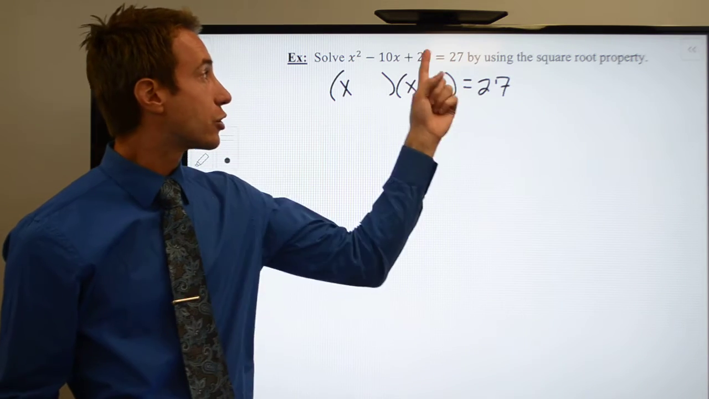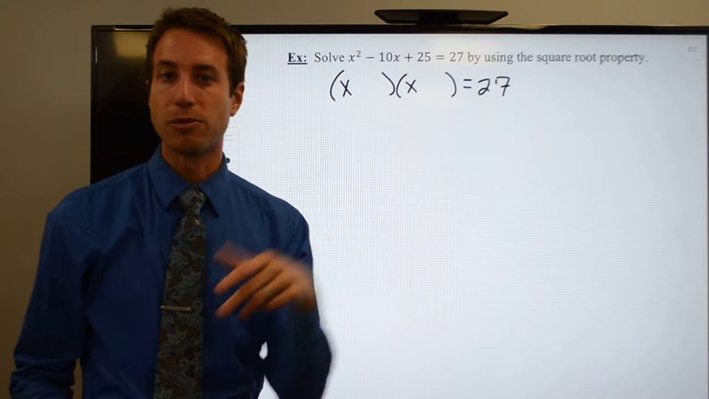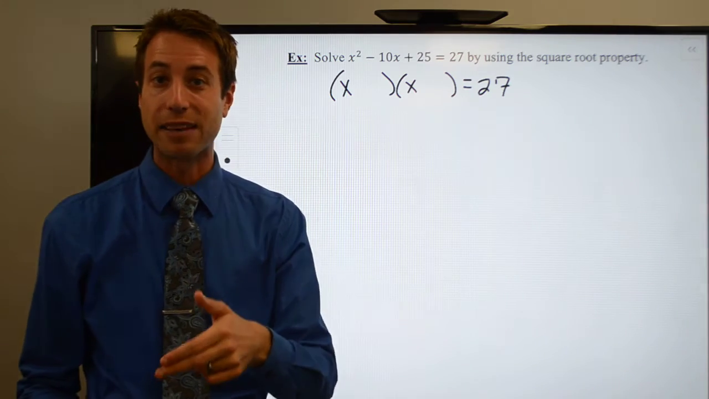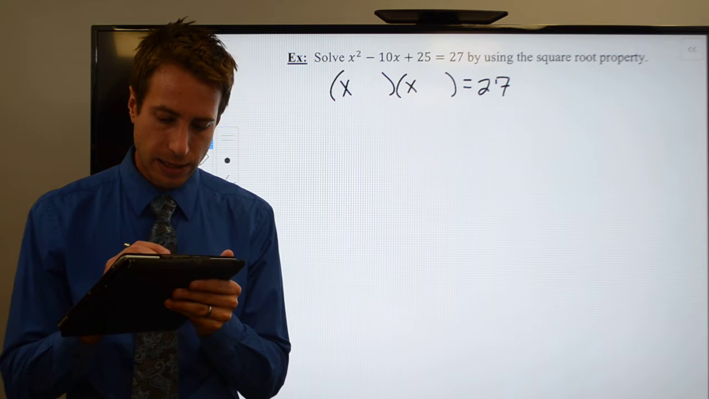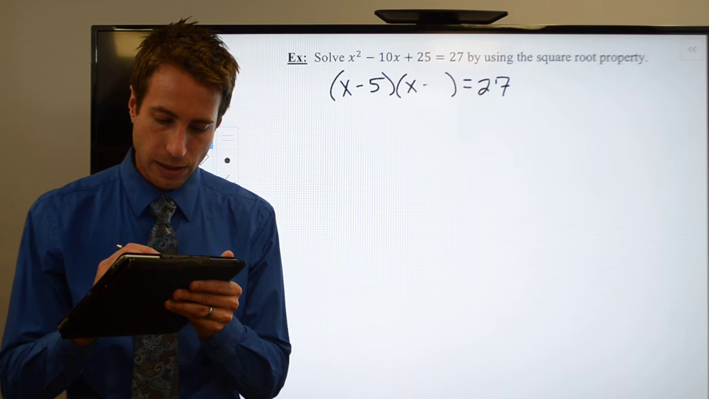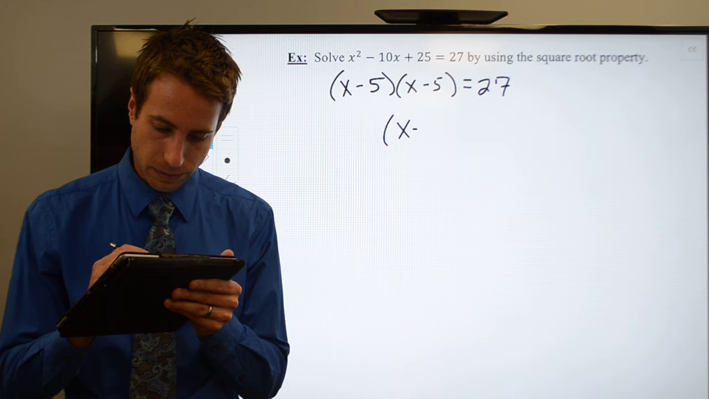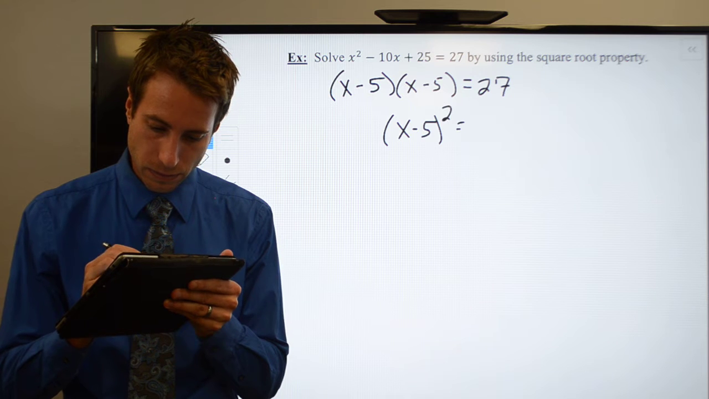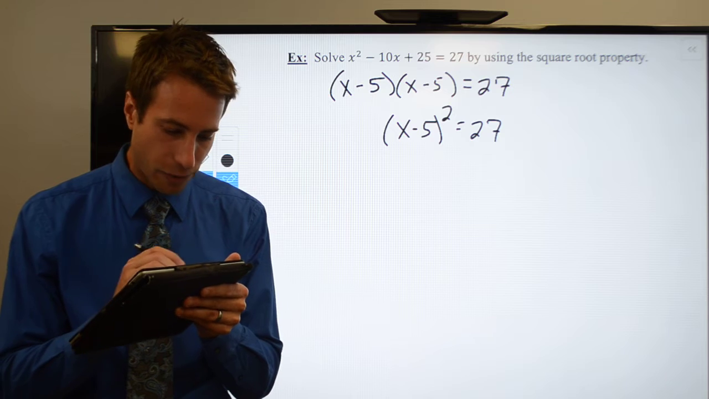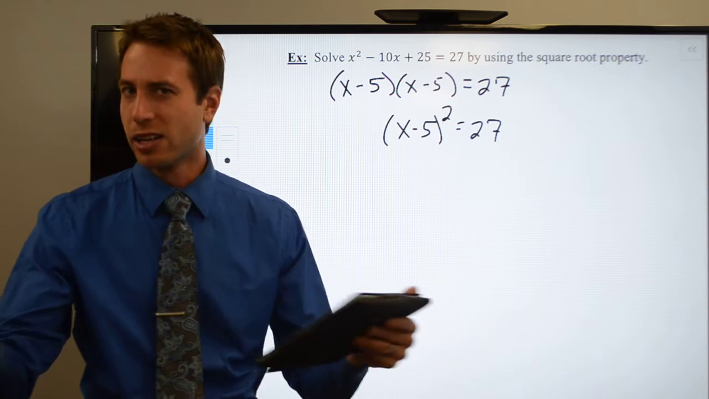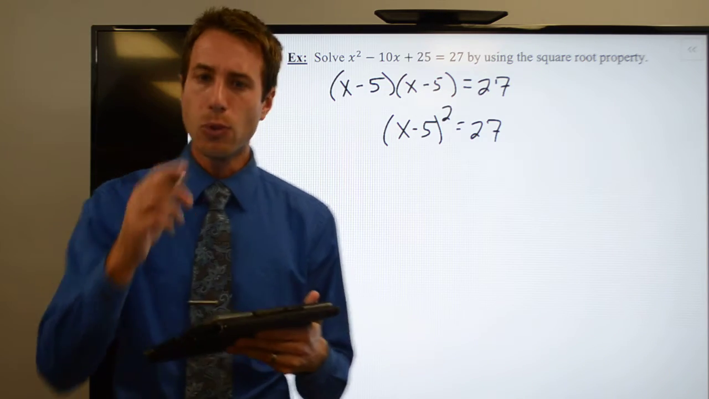Okay, since 25 is a perfect square, I need two numbers that multiply to 25, sum to negative 10, and they have to be the same number because 25 is a perfect square. It's going to be a minus 5 and a minus 5. And I can see my issue. 27, of course, is not a perfect square, so I can see where this one's going to be a little tricky. We'll get to it, though.